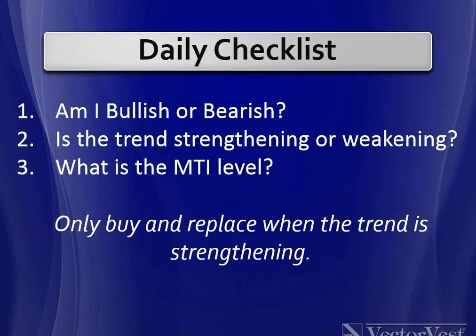If I am supposed to take action, if I'm bullish or bearish, is that trend strengthening or weakening? I may have the primary wave, or the confirmed call may be up, but if I have a primary wave down, I'm not buying anything. If something stops out, I'll sell it, but I'm not going to buy anything unless it's a trend that's strengthening. And then finally, check the MTI level. Are you nearing a topping or a bottoming market condition where you're likely to reverse? The key here is you only buy and replace stocks when the trend is strengthening, either upward or downward.